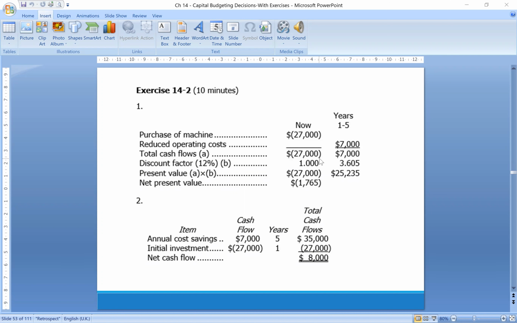No salvage value, by the way, right? No salvage value. So the net present value will be 1,765 negative. Negative means what? The initial cost is bigger than the savings of the costs or the net cash inflows. So it will be rejected. Why? Because we do have a negative net present value. Any question for this?